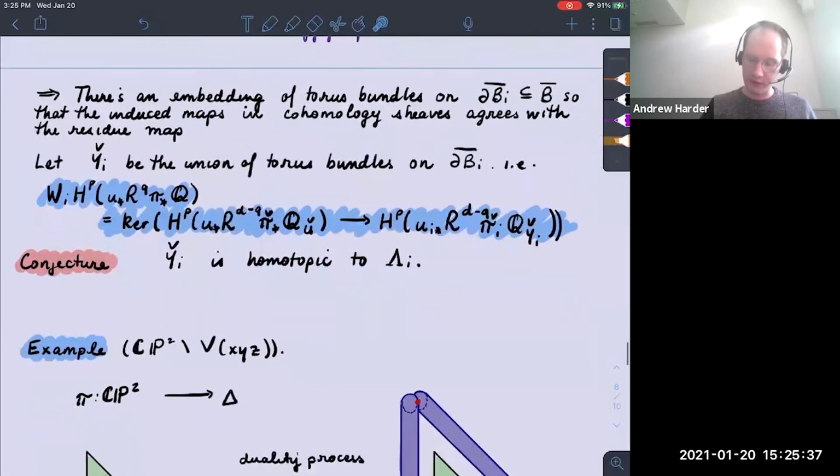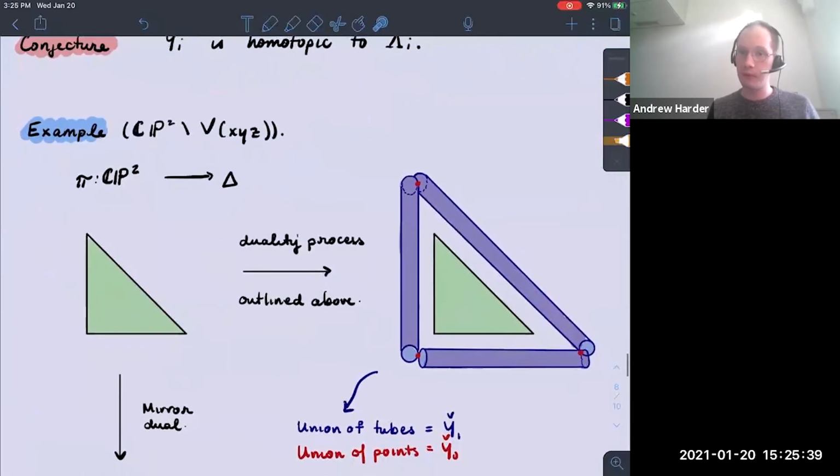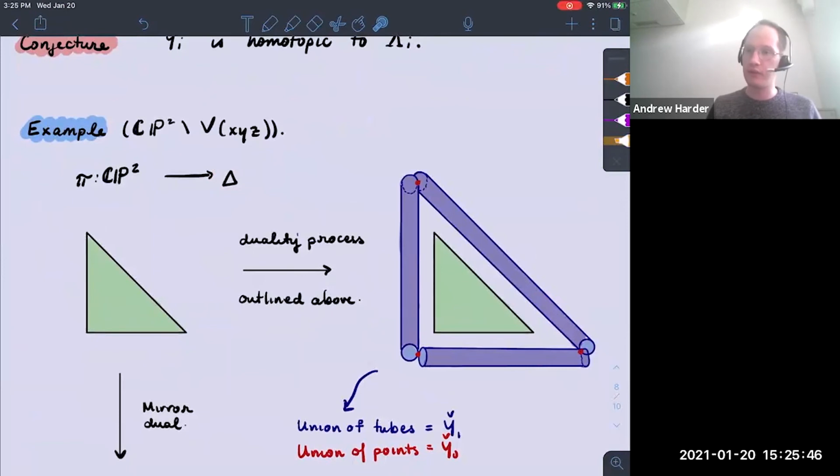in a specific situation. If I look at the moment map for CP2 to delta, which is some polytope, then CP2 is essentially a trivial torus bundle over this polytope. And what I get by doing this process that I mentioned before is just tubes sitting on the boundary of this moment polytope. So I have these three tubes living on the boundary of the toric polytope, and the restriction maps to these tubes and to the intersection points in the tubes give me the dual to the weight filtration.